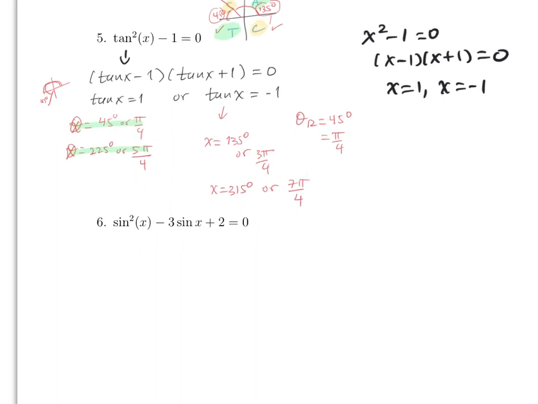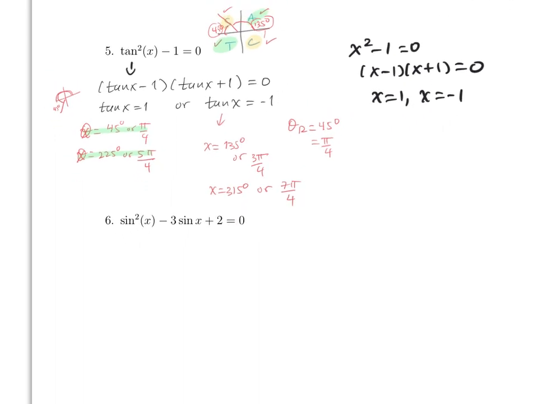All right, so let's look at the last problem here. Notice that if you were going to factor x squared minus 3x plus 2 equals 0, you can factor this as x minus 2, x minus 1. So the answer will be 2 and 1. So in this particular case, you can factor this as sine x minus 2, sine x minus 1. So sine of x equals 2 or sine of x equals 1.